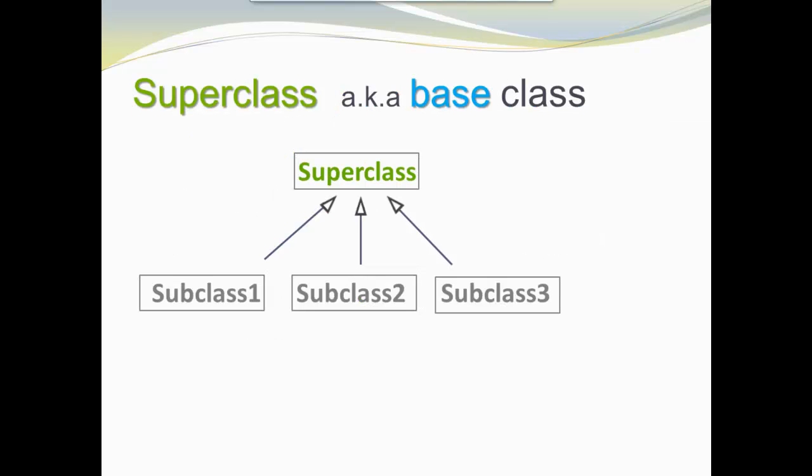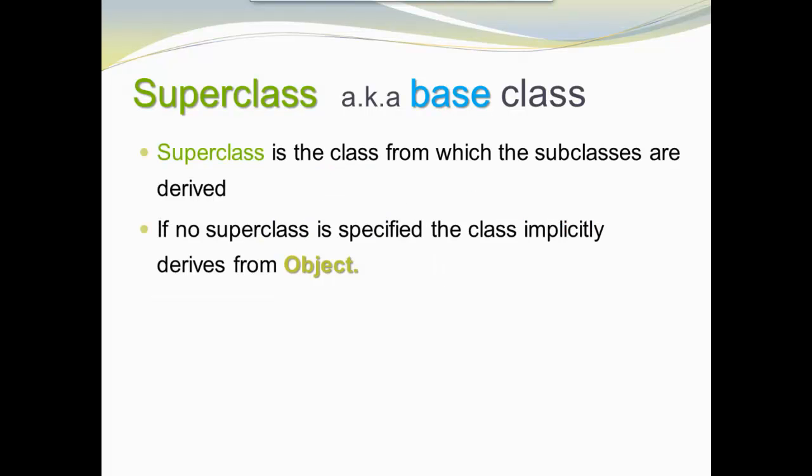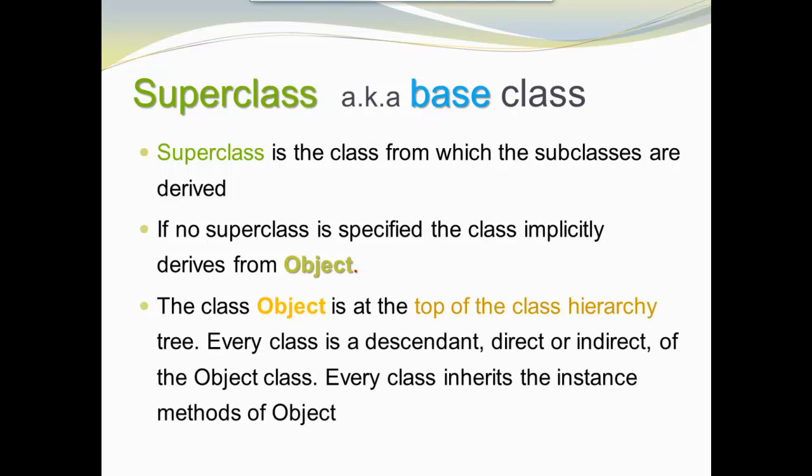Now let's have a closer look at the superclass. Superclass is the class from which the subclass is derived. If no superclass is specified, the class implicitly derives from object. The class object is the top of the class hierarchy. Every class is a descendant, direct or indirect, of object. Every class inherits the instance methods of object.